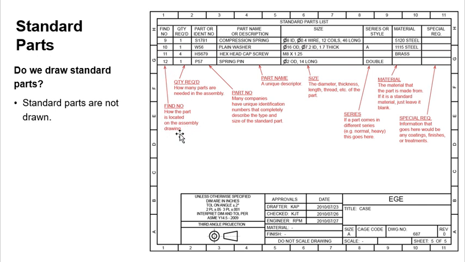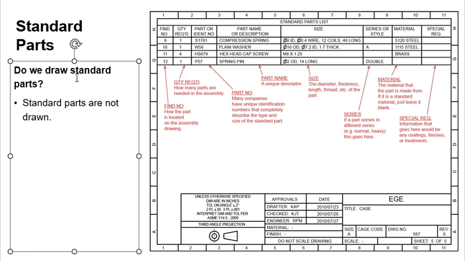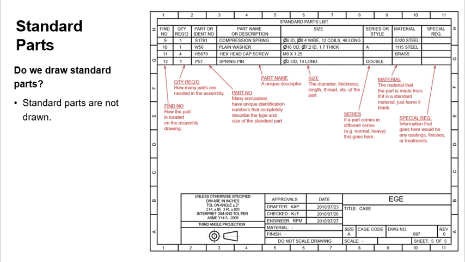The find number is how the part is located on the assembly drawing, and then you have the quantity of these parts, so how many parts are needed in the assembly. Then you have the part identification number for each one. It's pretty easy. Then the name, of course, and the size, series, material, and special requirements. These are just information, and you can find them in the part list, which is a table right up there in your Canvas drawing. These are the same thing anyway. Well, that's it for this chapter.